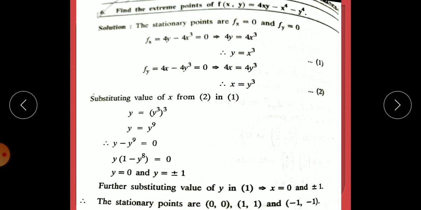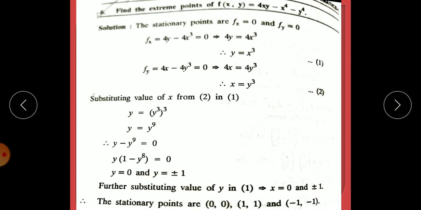Now substitute the second equation in the first equation. So y equal to, in the place of x you write y cube, and y cube the whole power 3 is y power 9. So y minus y power 9 equal to 0. Take y outside: y times 1 minus y power 8 equal to 0. Therefore y equal to 0 and y equal to plus or minus 1. Further substituting the value of y in the first equation, we get x equal to 0 and x equal to plus or minus 1.